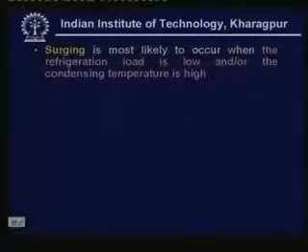Now as I have already explained, it must be clear to you that surging is most likely to occur when the refrigeration load is low and or the condensing temperature is high. Surging takes place when the pressure difference across the compressor is high. When the pressure difference is high, either the condensing pressure is high or the evaporator pressure is low. Evaporator pressure will be low when the load is low. So surging will normally occur when the heat sink temperature is very high and refrigeration load is low. This is the most favorable condition for surging.